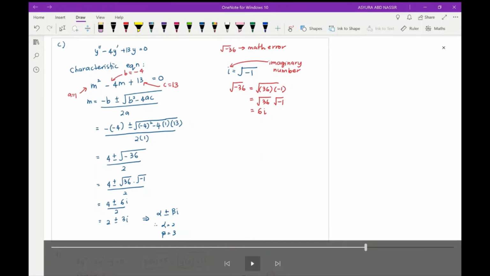So the general solution is y equals e to the alpha x times c1 cos beta x plus c2 sin beta x. Then you just substitute your alpha and your beta. So finally your solution will be y equals e to the 2x times c1 cos 3x plus c2 sin 3x.